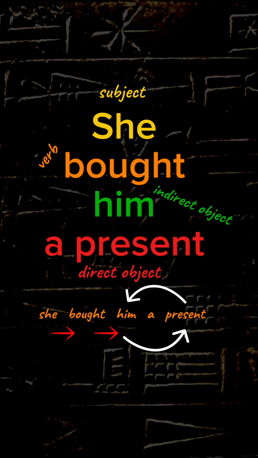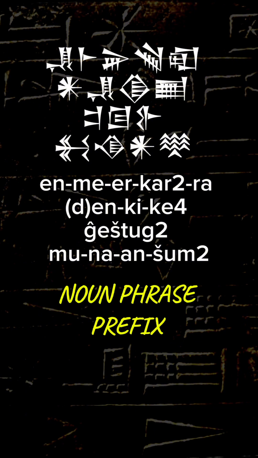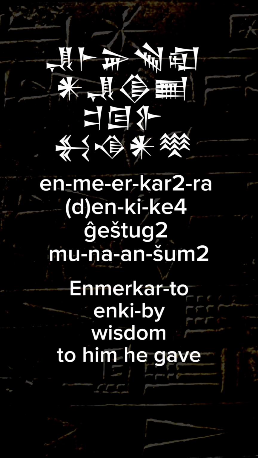So in the case of Enki gave wisdom to Enmakar: Enmakara, Enkike, nyashtug, munanshum. So in Sumerian, the indirect object can be expressed as a noun phrase, as a prefix in the verbal chain, or it can be in both at the same time, as it is here. So this would literally translate as, to Enmakar, by Enki, wisdom to him he gave.